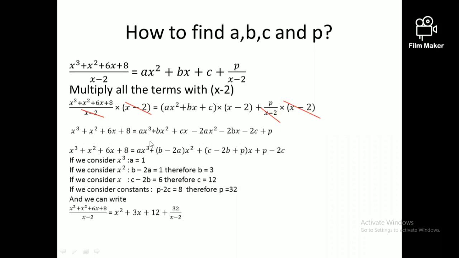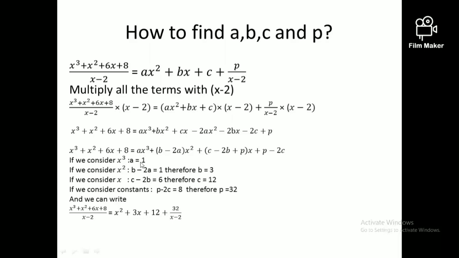Then what you need to do is equate the coefficients. Now see, consider the x cube term with x cube. What is the number here? 1. The number here must be 1. Therefore, you can simply say a equals 1. Then we will come to the x squared terms. What is the number over here? 1. Therefore, you can say 1 equals b minus 2a.